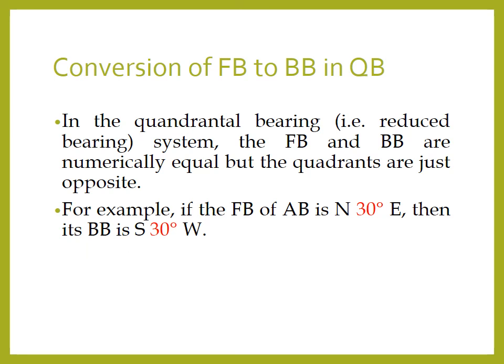Suppose you want to convert the fore bearing given in quadrantal system to back bearing of quadrantal system, they both are numerically equal. As shown in this example, if fore bearing of AB is north 30 degree east, then back bearing will also be 30 degree. That numerical value will be the same, but it will be located in the opposite quadrant. The opposite quadrant of northeast is southwest. So if fore bearing of AB is north 30 degree east, then its back bearing is south 30 degree west.